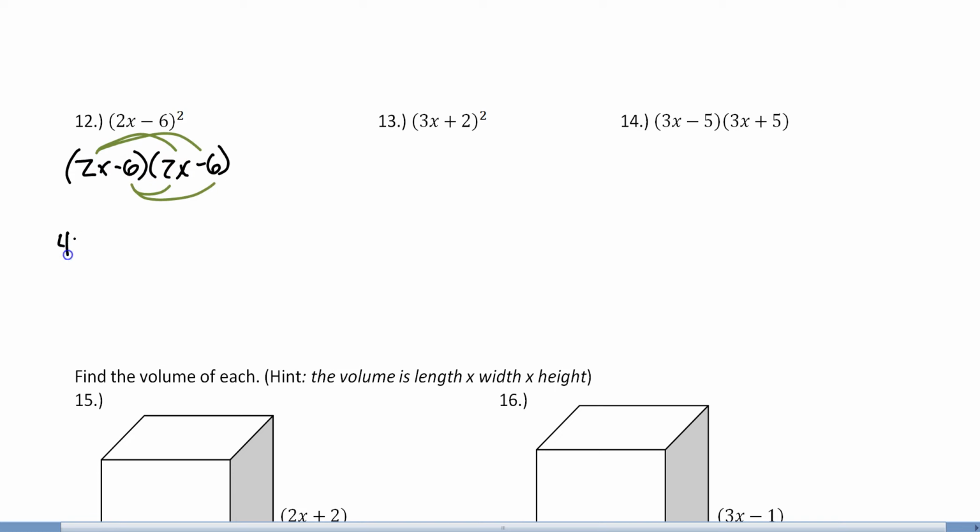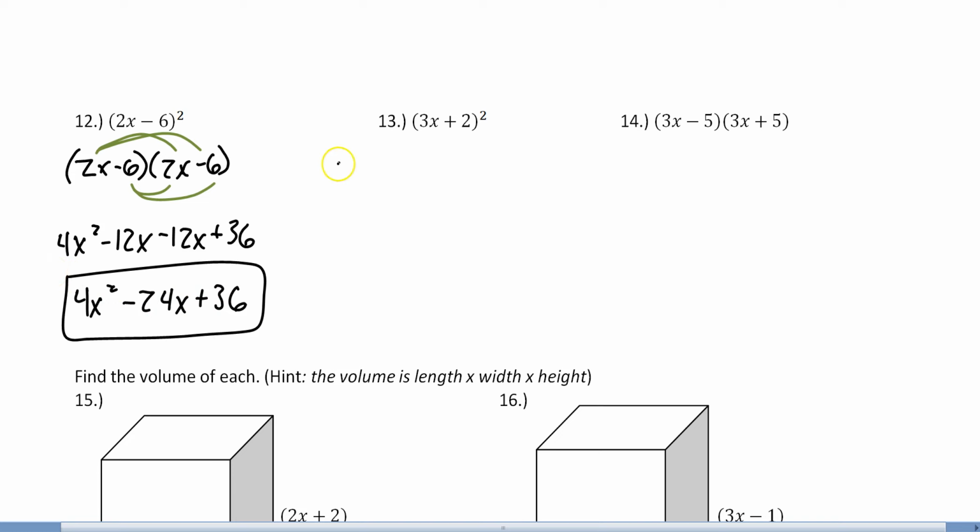2x times 2x is a 4x squared. 2x times the negative 6 is a negative 12x. And then as I distribute the negative 6, again, I'm distributing a negative here. That's a negative 12x. And then negative 6 times negative 6 is a plus 36. And now combine like terms. And again, be careful with signs here. Negative 12x minus 12x is a minus 24x. And then the plus 36. And that's it.